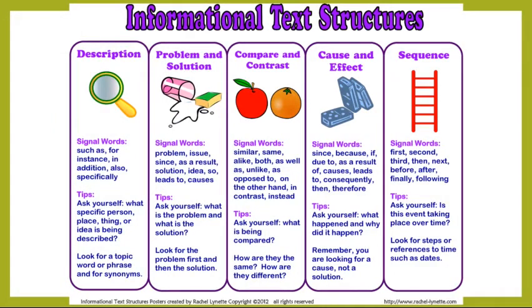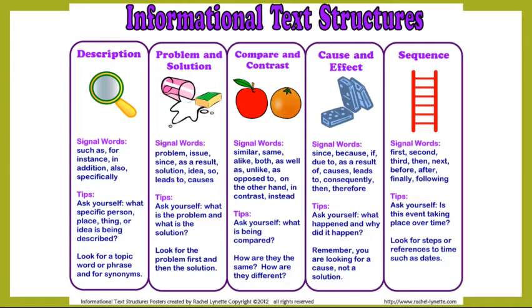Okay, again, to summarize, what are the 5 kinds of informational text structures? Number 1, description. What is the clue word for description? The word describe. Problem and solution. Dapat mayroong problema. There should be a problem and there should be a solution. Compare and contrast. We are comparing two or more things. O merong pinagkukumpara. Anong pinagkapareho? Anong pinagkaiba?